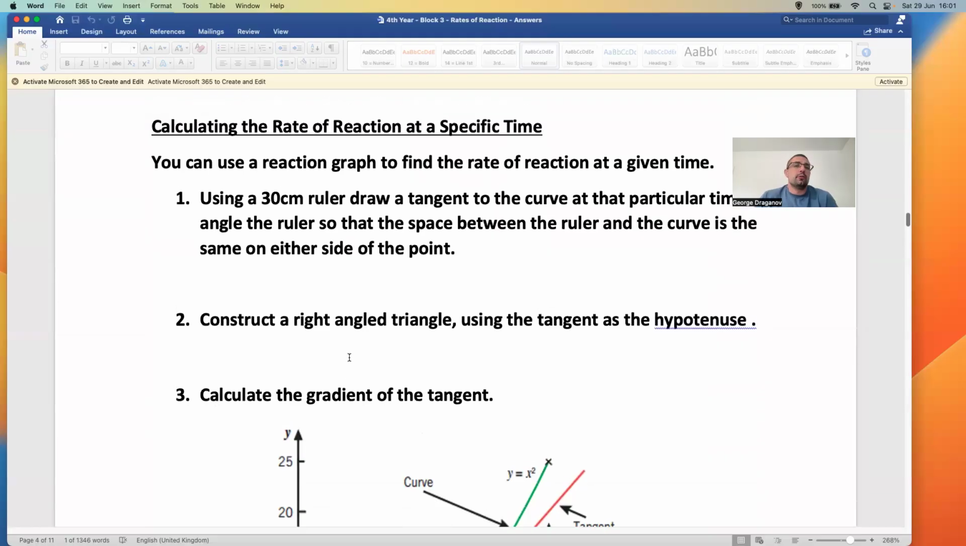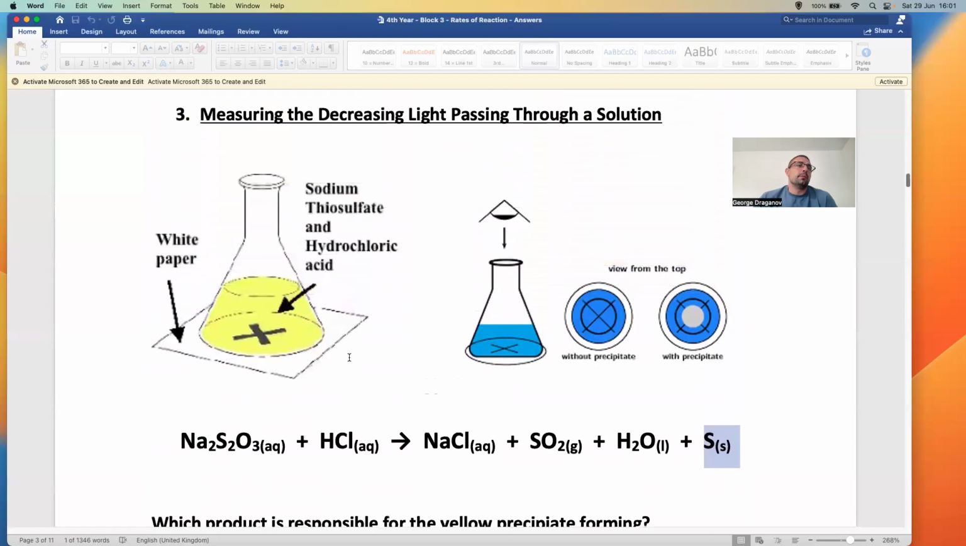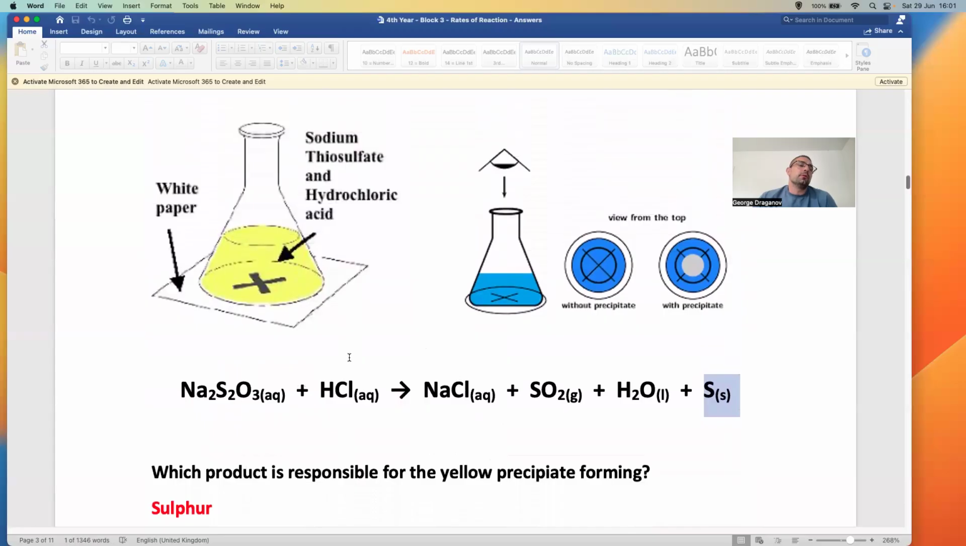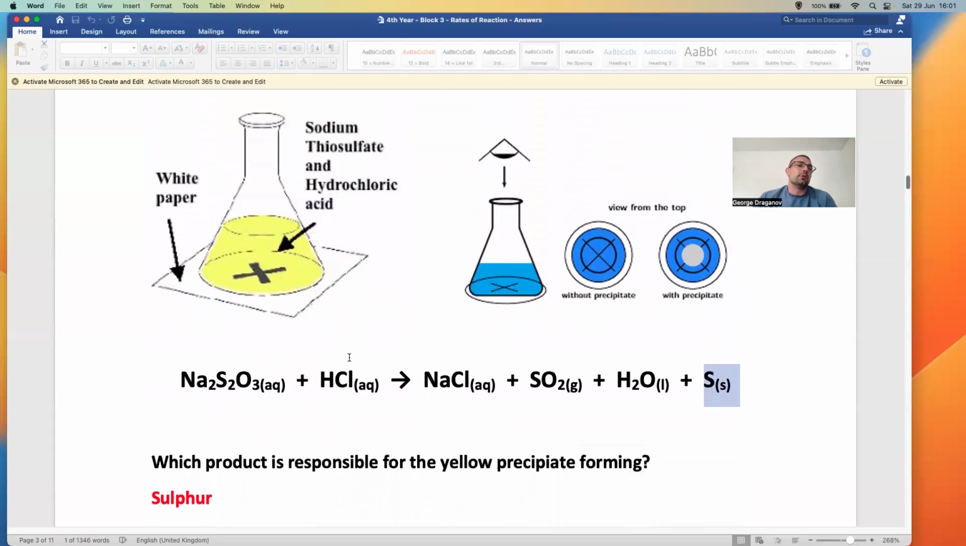So that is how you measure rate of reaction. Those are the main methods. The other one, if you're dealing with acids, is you could look at using a pH probe or a pH meter and check how the pH is changing every 10 seconds or every 30 seconds. So that would be another approach.